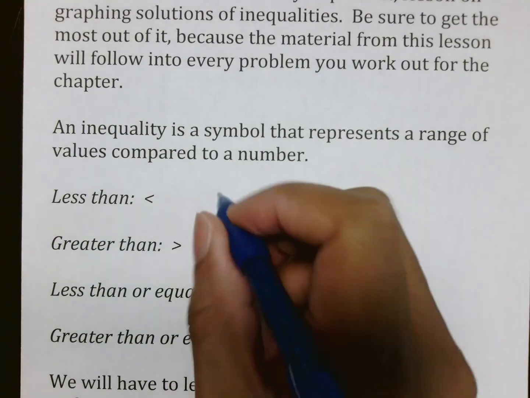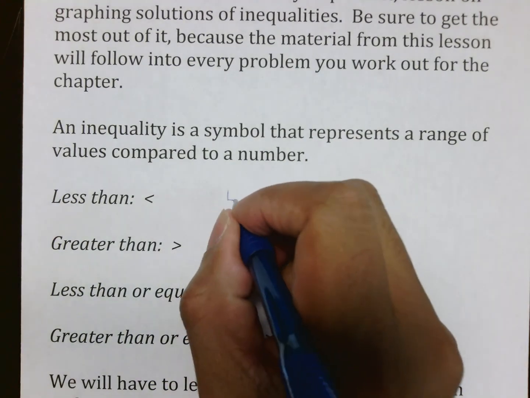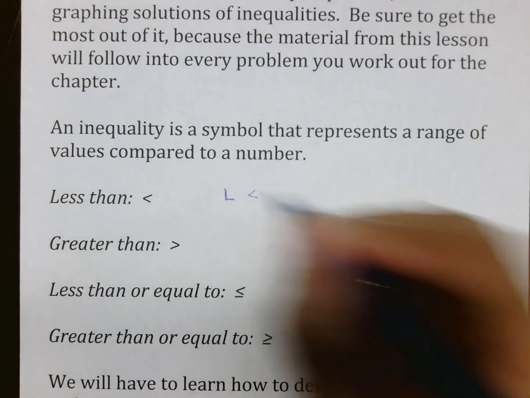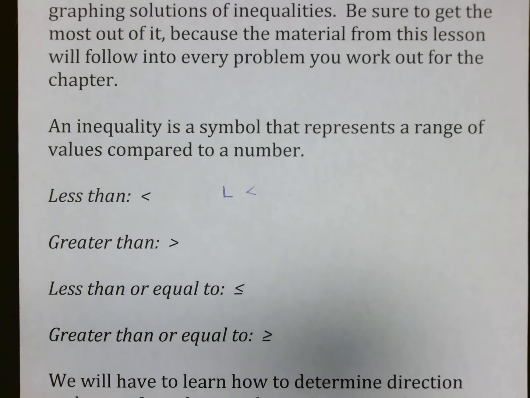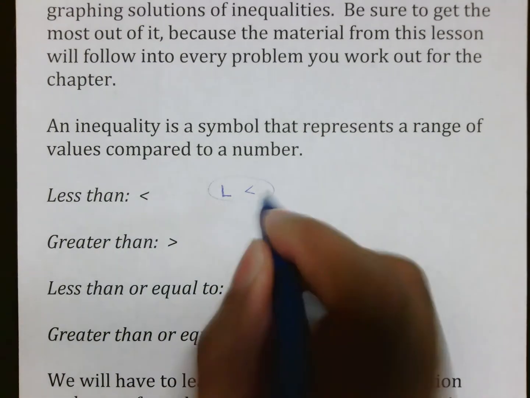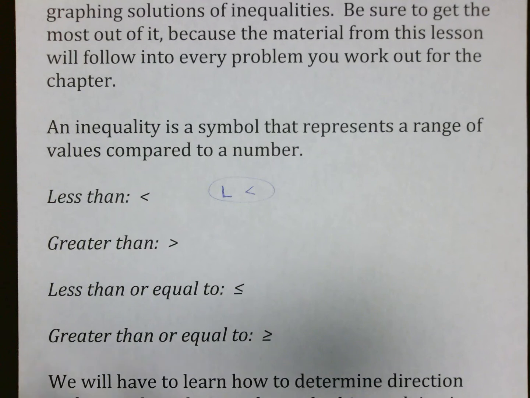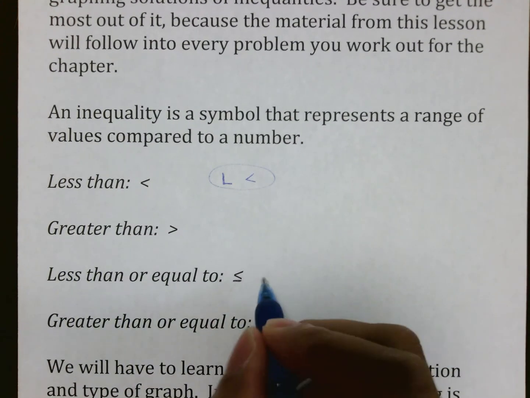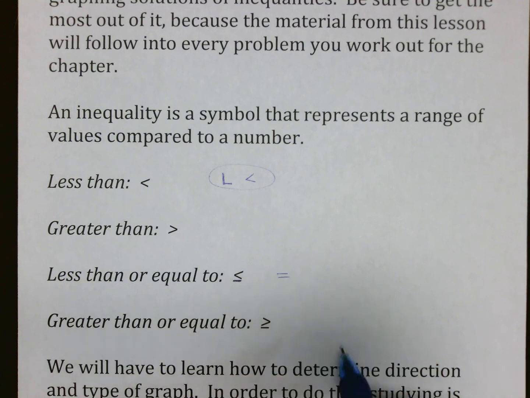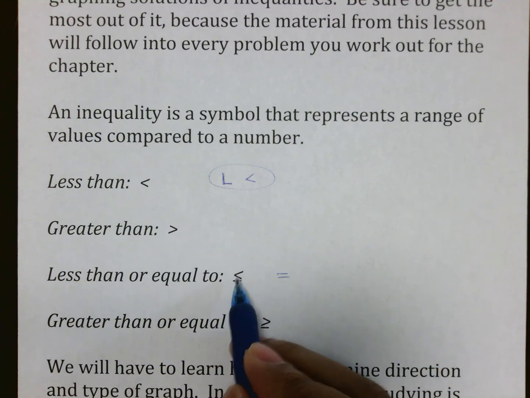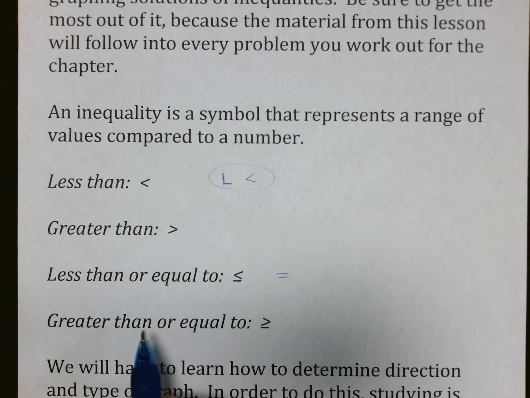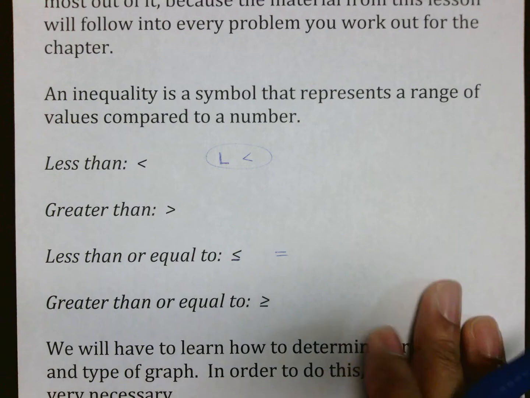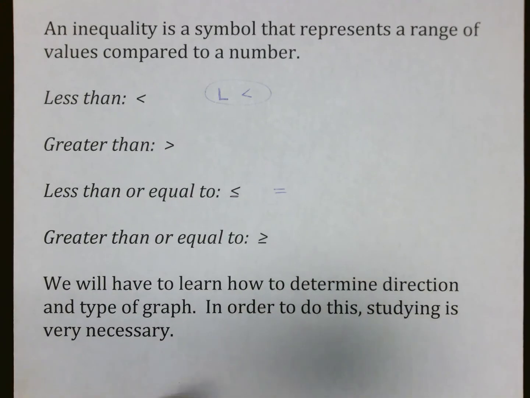The way I remember less than is that if I took an L for less than and bent this forward and bent this down, it actually looks like the less than symbol. So it opens up in the same direction as an L, which is how I remember that is the less than symbol. Greater than, of course, goes the opposite direction. Less than or equal to, which is important, has this part that is the half portion of the equal sign. So less than or equal to means it's less than, and you have the equal portion. You also have greater than or equal to, which is the greater than symbol with the bottom line of the equal sign. So we have to learn how to determine direction and type.